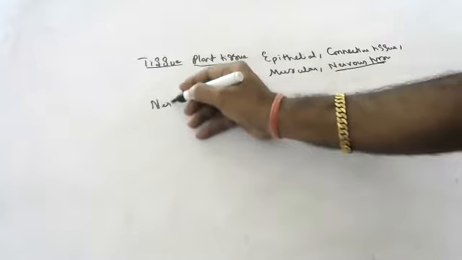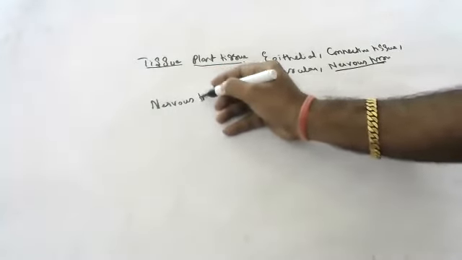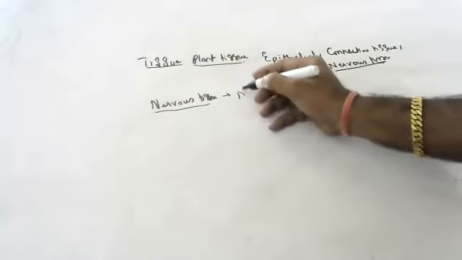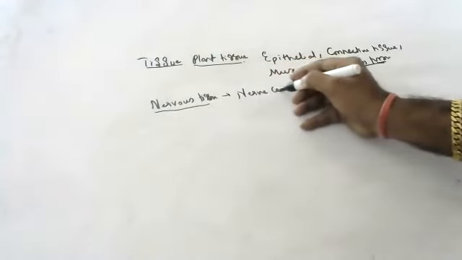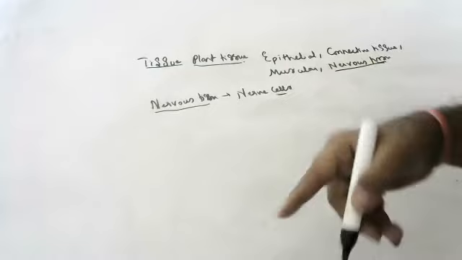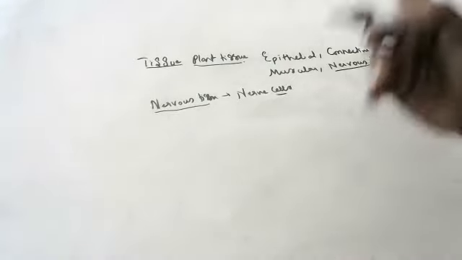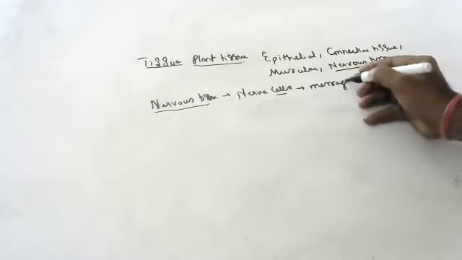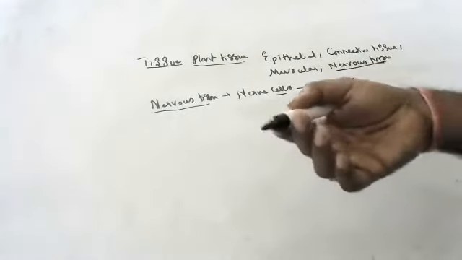Please see here, children. Nervous tissue consists of nerve cells. So many nerve cells together will form nervous tissue. What is the function of nerve cells? They take messages, or impulses, or whatever.